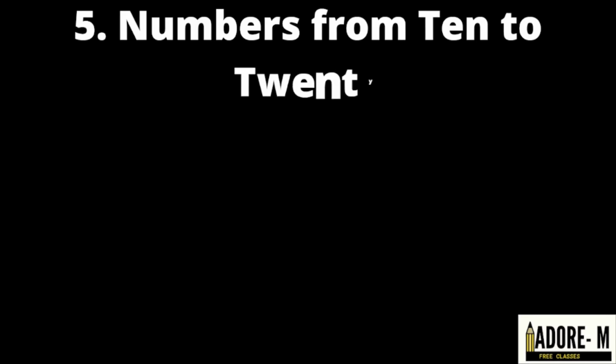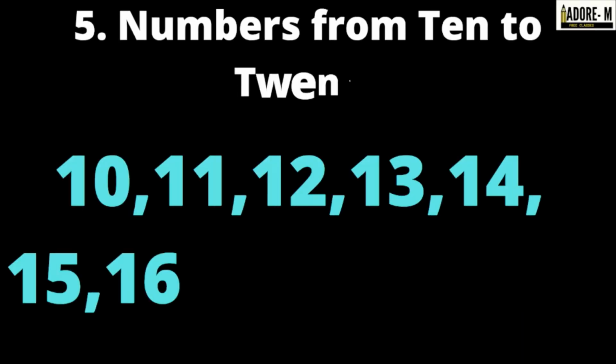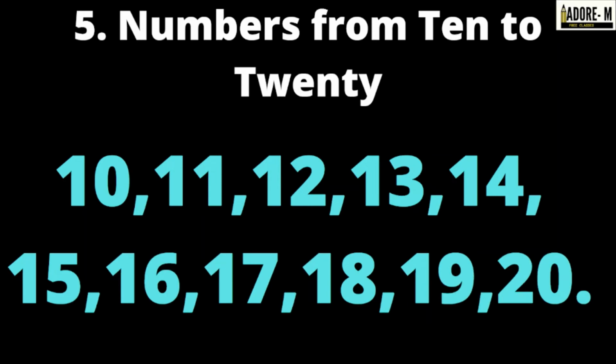and now we will come to chapter number 5. In chapter number 5 we are going to see numbers from 10 to 20. We already saw numbers 1 to 9 in our previous chapter, but in this chapter we are going to learn numbers from 10 to 20. We will see numbers 10, 11, 12, 13, 14, 15, 16, 17, 18, 19, 20. And okay, the next chapter, the sixth chapter, is Time.